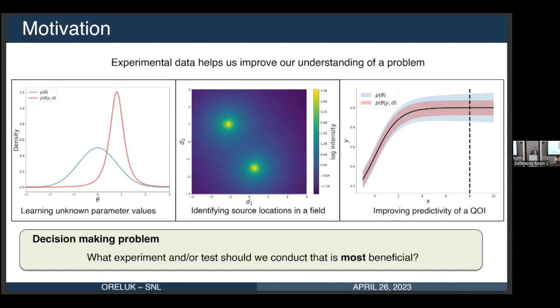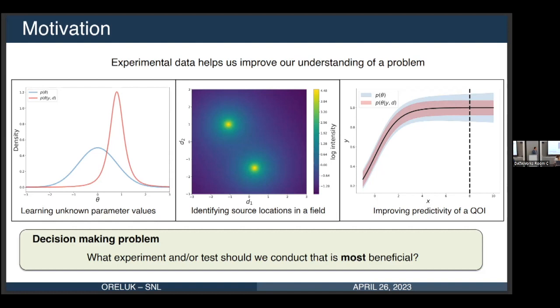Then on the right-hand side, we're trying to improve the predictivity of a quantity of interest, or QOI. Let's say I have a model making a prediction of how far a missile is going to go, or perhaps the temperature of the wall of a reactor. In blue, we have our prior predictive distribution. This is without any data, and it's far too large to be acceptable.